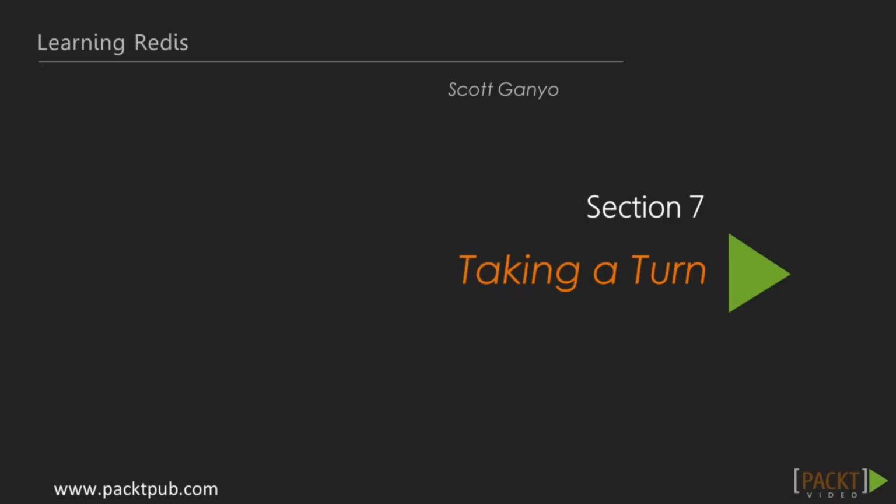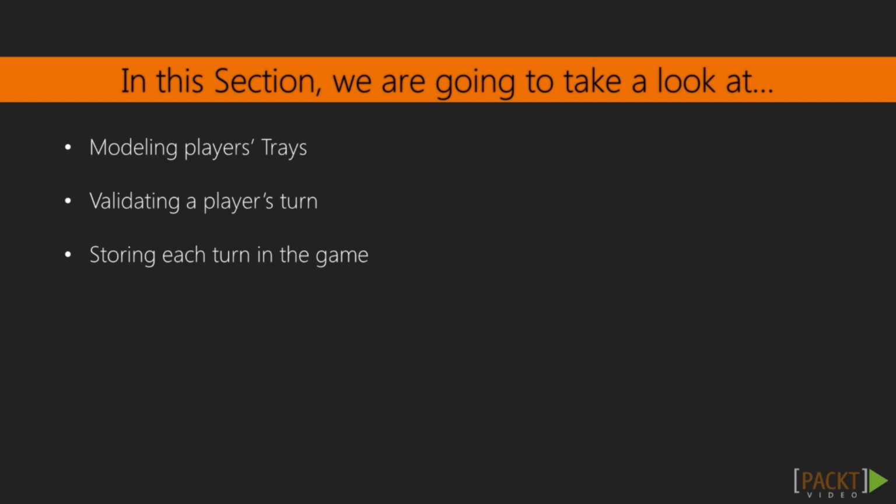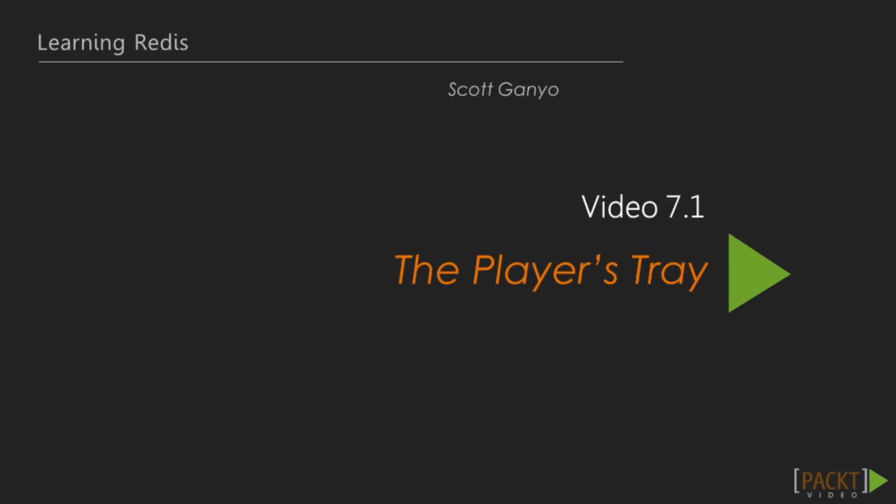Section 7, taking turns. Now that we have a game structure, we need to focus on how the game is played. In this section, we'll start by modeling the player's trays. That is, the player's hand where they hold the letters that they can use. Next, we'll look at validating the player's turn, ensuring that it meets our rules. And finally, we'll store the player's turns as part of the game. This is video 7.1, the player's trays.